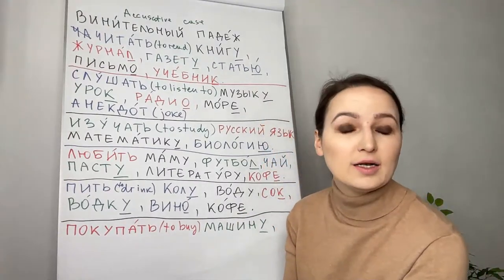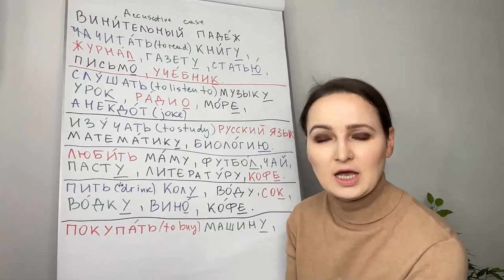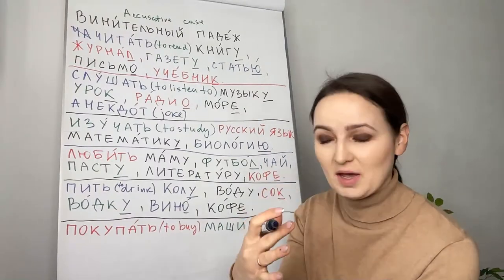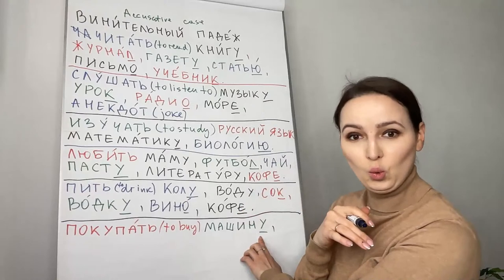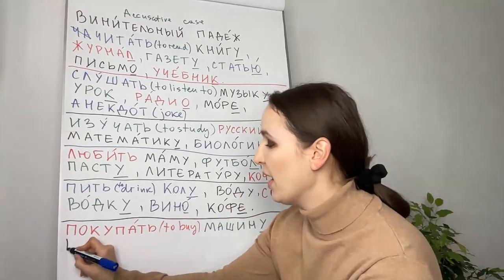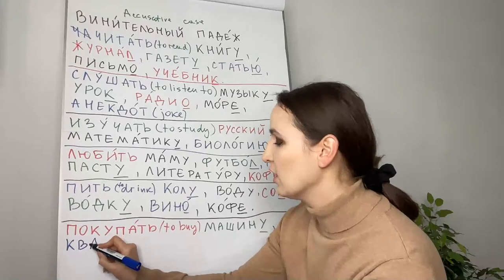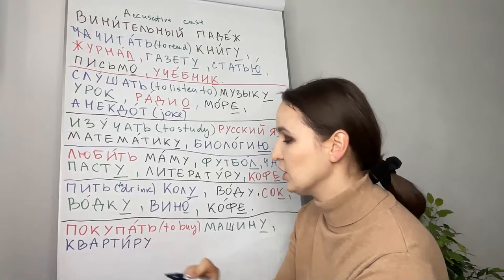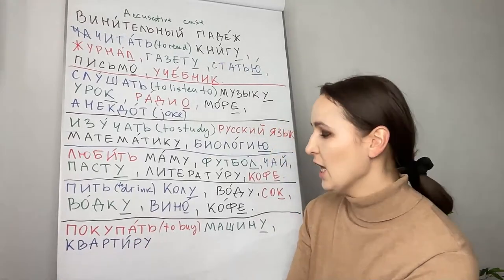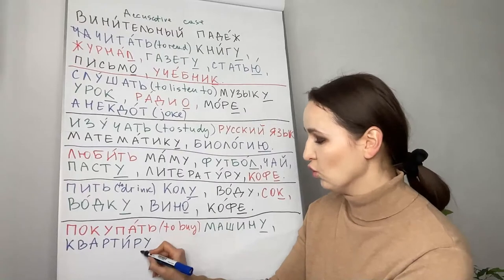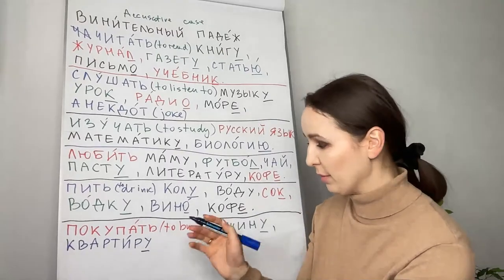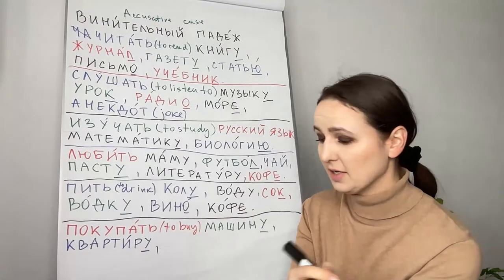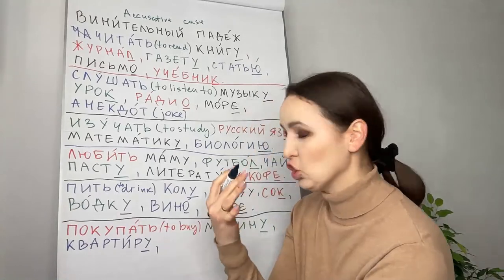What else? An apartment. I buy an apartment. An apartment is квартира, ends in а, so it's feminine. Replace а with у to make it accusative. Покупать квартиру. To buy an apartment. We replaced а with у and we made it accusative. Я покупаю квартиру. I'm buying an apartment. Покупать дом.